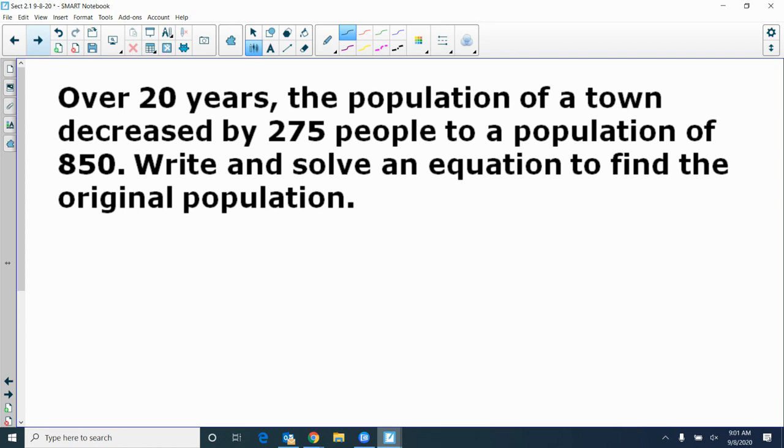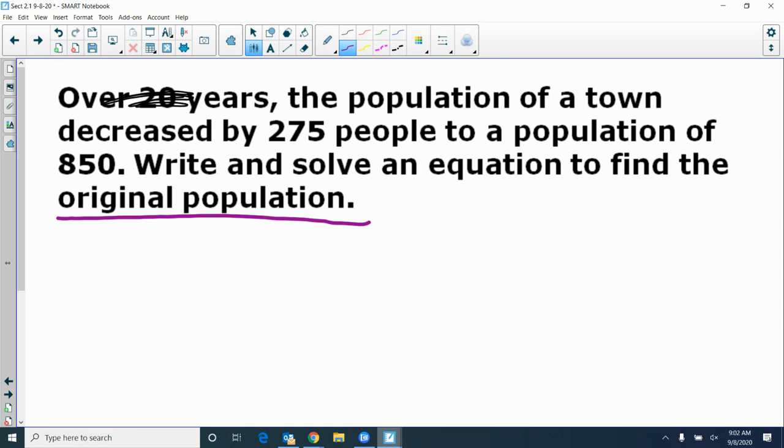Well, I mean, the first thing I will say is that you don't need the 20 years at all. You're right, it does give me too much information. I don't need that. But tell me, what is the thing in words that I'm looking for? Like the original population. Yes, perfect. I'm looking for the original population. So that tells me that's my variable. Your instructions or the question will tell you what your variable is.